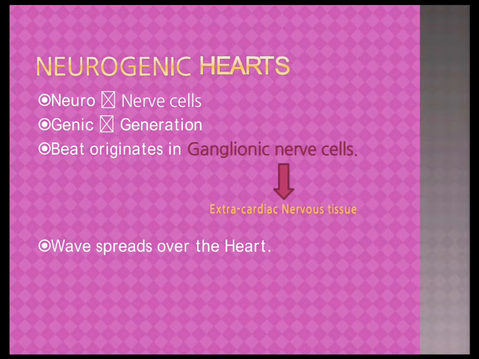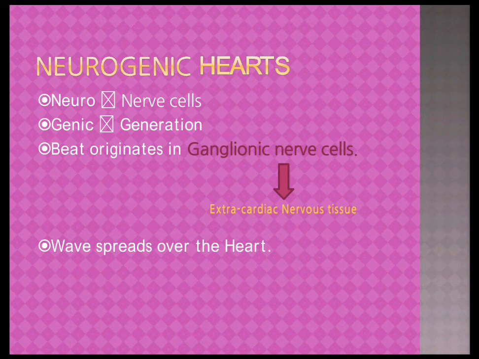Now here, the wave spreads over the heart. Now this is again a very important part. The neurogenic hearts are basically not hearts like we have. These are mostly tubular hearts. If I take the case of, suppose, arthropods, or the example of cockroaches, they have neurogenic hearts. Now the neurogenic hearts are mostly long and tubular kind of hearts.